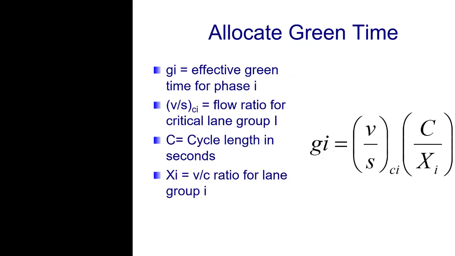Allocation of green time. G_i equals your effective green time for phase i. V over S critical equals your flow rate for your critical lane group i. C equals the cycle length in seconds, and X_i equals the V/C ratio for lane group i. G_i equals V/S critical group i multiplied by C over X_i.